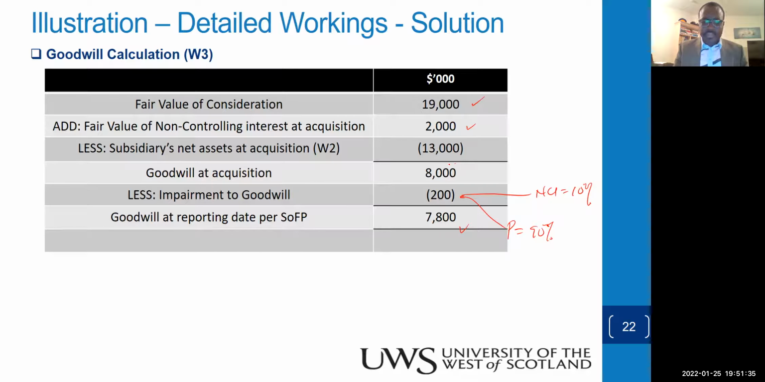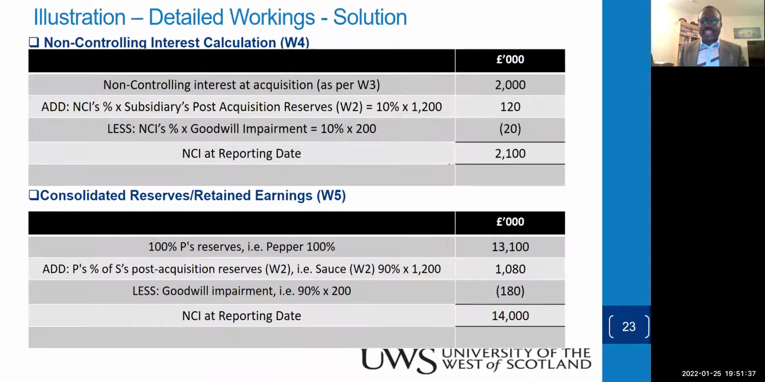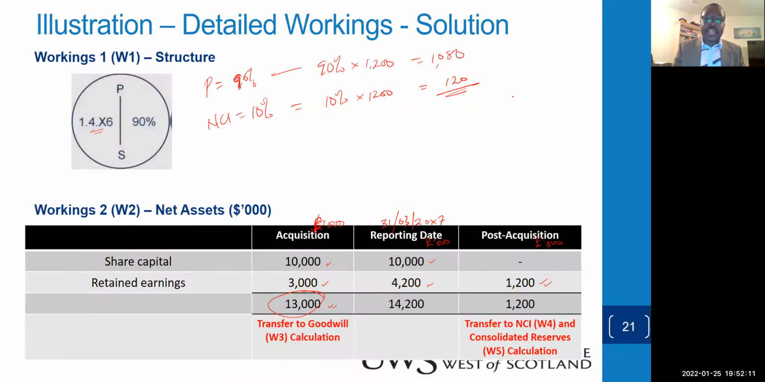All right, easy, straightforward. Now, in terms of the NCI, we need to find the full value of the NCI. As per the question, the NCI at acquisition was 2 million. The NCI's share of the post-acquisition reserve, 10% of the post-acquisition retained earnings of the subsidiary, was 120, which we calculated here. We add it.